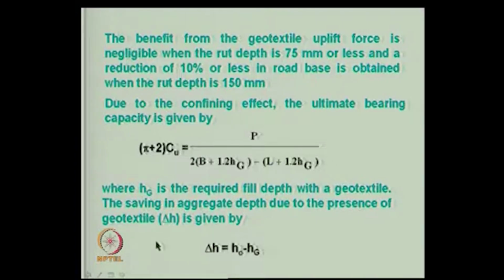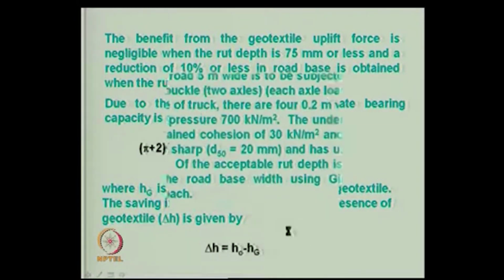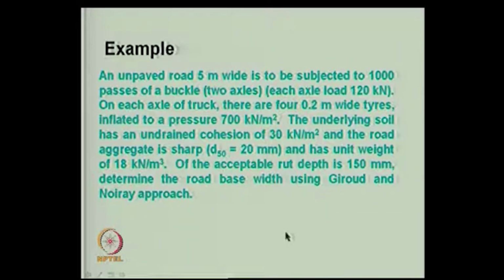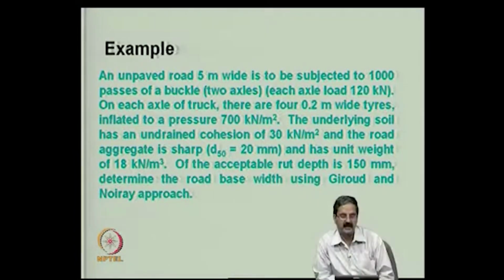So, how do you get the savings now? What is the savings in the geogrid case? H naught is the thickness that you got considering traffic load repetitions and all that, and Hg is the thickness due to geogrid. So, H naught minus Hg will give the savings in the aggregate. Okay. I will show you this by means of an example that may be much clearer.